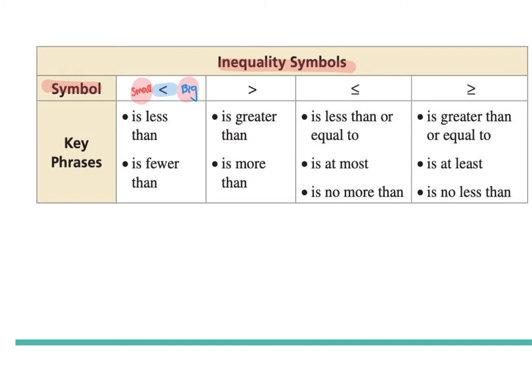Now, the greater than symbol, okay, this one means that whatever's on the left side is bigger than whatever's on the right side. The less than or equal to symbol, whatever's on the right side is greater than, or it could be equal to whatever's on the left. So that includes the actual value on the left. And then the greater than or equal to symbol, which is this last one, okay? Make sure you get this chart copied down into your notes with the key phrases and the symbols.